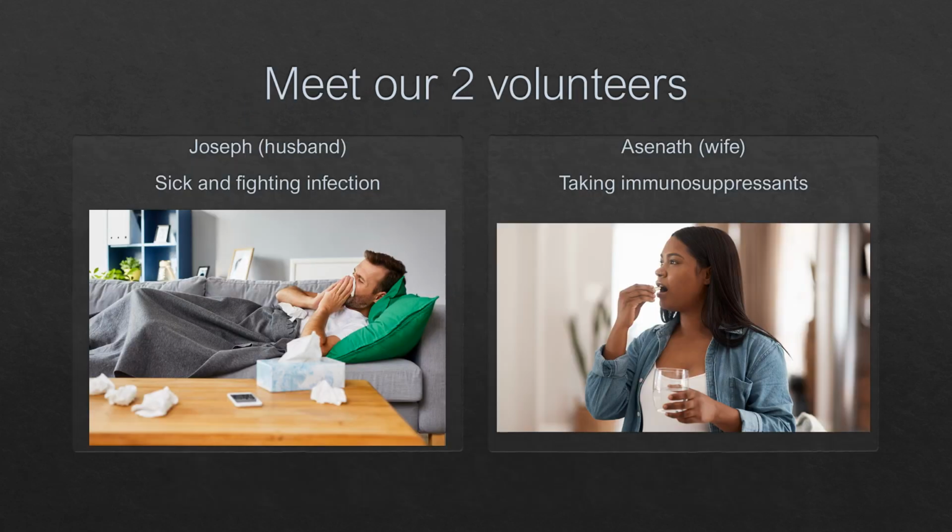Thankfully, we had 2 volunteers who were able and willing to share their white blood cell count test with us. Now let's get to know them a little bit more. First, we have Joseph. Joseph is a husband, but unfortunately at this time he is sick and fighting infection. And then we have his wife, Azeneth. But she also has a little bit of a difference in her body and her normal intake. She's taking immunosuppressants.